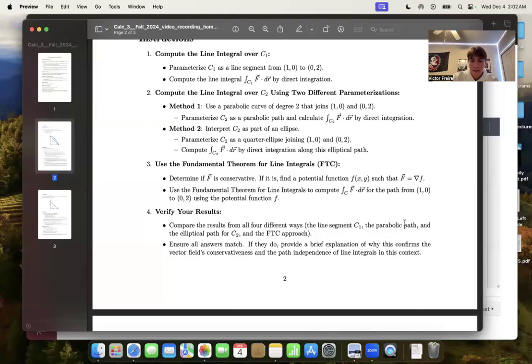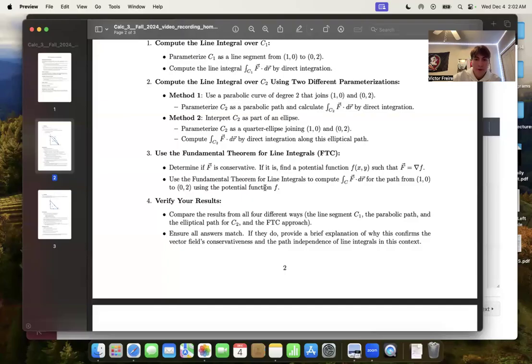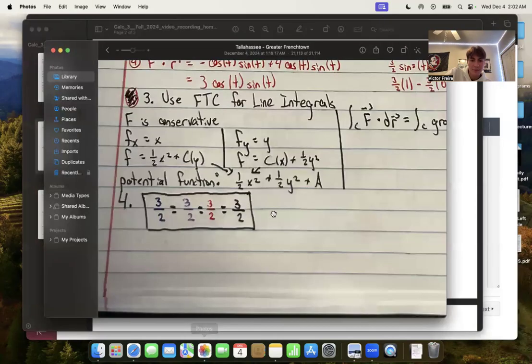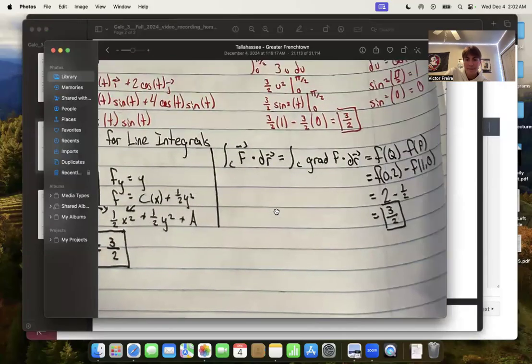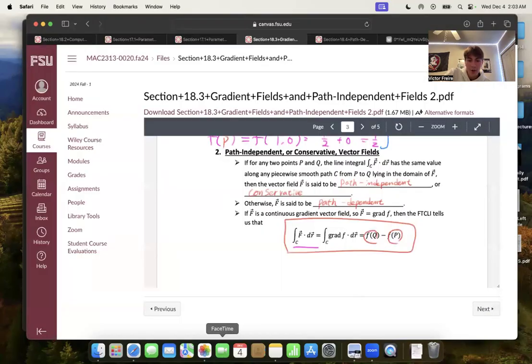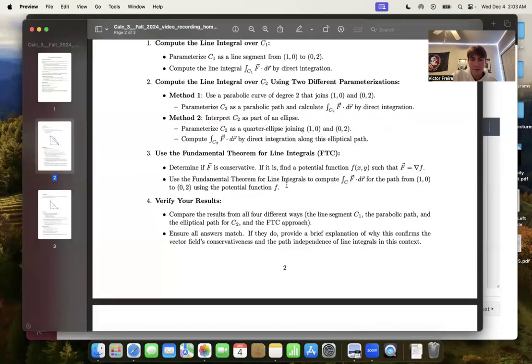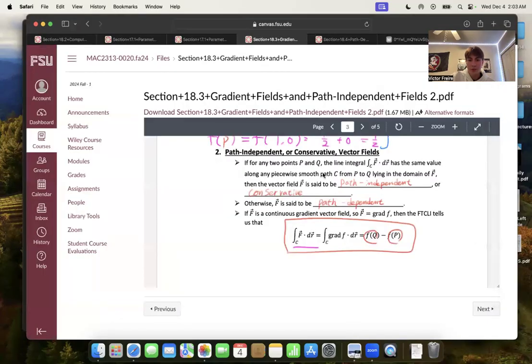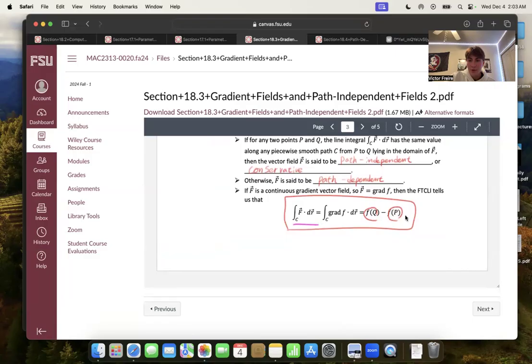And then if we go back, the next step is to use the fundamental theorem for line integrals to compute the integral of F dot dr along the curve C for the path from 1, 0 to 0, 2 using the potential function f. So how do we use this fundamental theorem for line integrals? Let's go to the notes here once again.